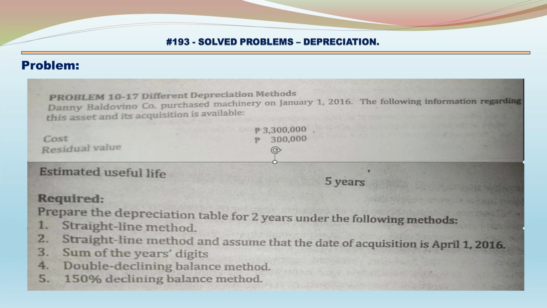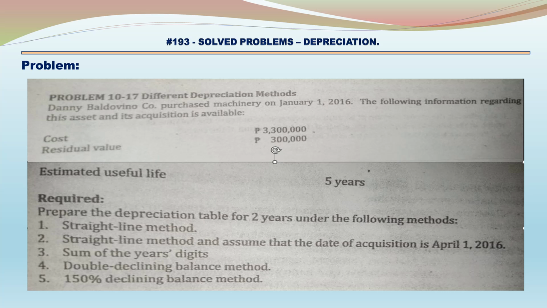Danny Baldovino Company purchased a machinery on January 1, 2016. The following information regarding this asset and its acquisition is available. Cost 3,300,000. Residual value 300,000. Estimated useful life 5 years. Required. Prepare the depreciation table under the following methods.